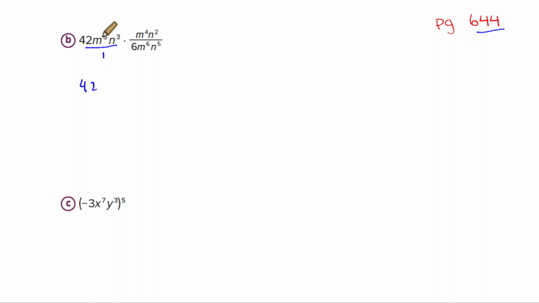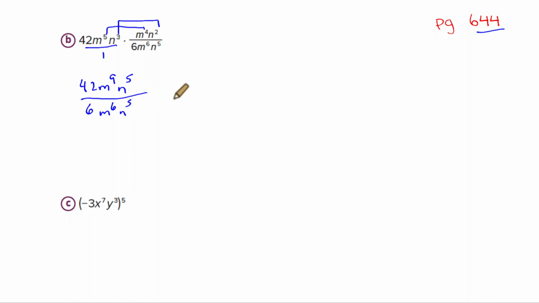And then I'm going to say we have m to the 5th times m to the 4th. That's going to be m to the 9th because we're adding those exponents. Then we can look at the n's. We have n to the 3rd and n squared. That's going to give us n to the 5th. And that's all going to be over, now I'm going to do the denominators here. 1 times 6, that's 6. We have m to the 6th, that's it, and n to the 5th.